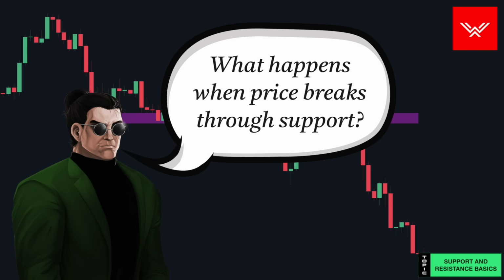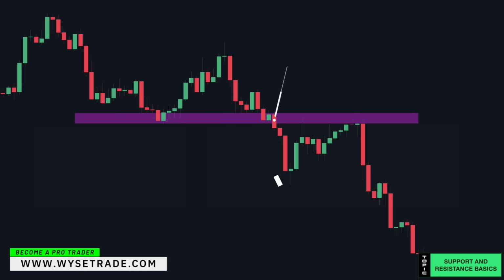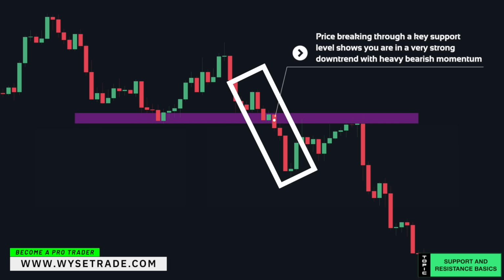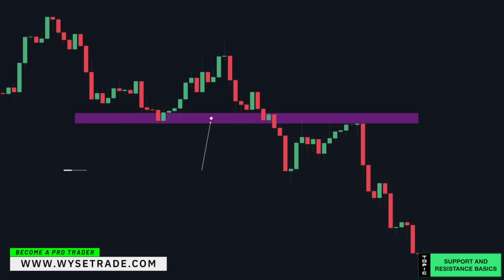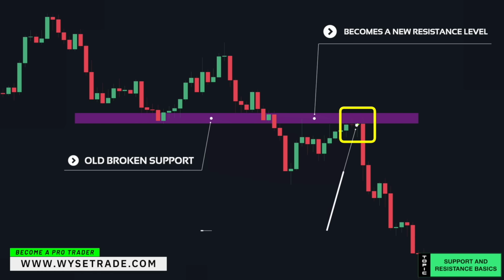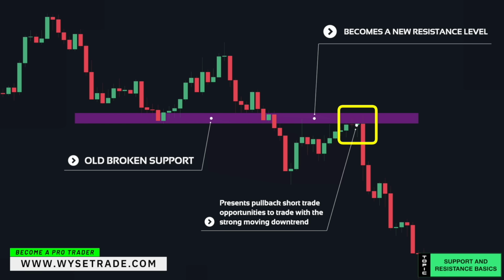So what happens when price breaks through support? Price breaking through a key support level shows you are in a very strong downtrend with heavy bearish momentum. This old broken support level then transitions into becoming a new resistance level and presents pullback short trade opportunities to trade with the strong moving downtrend.